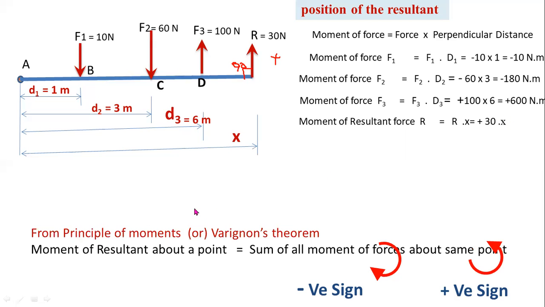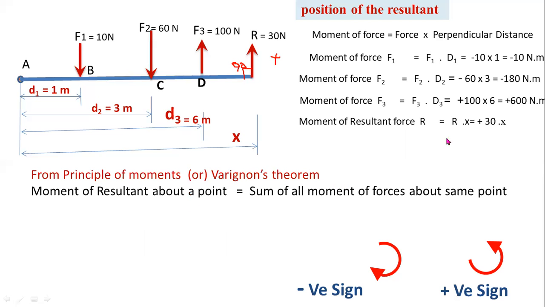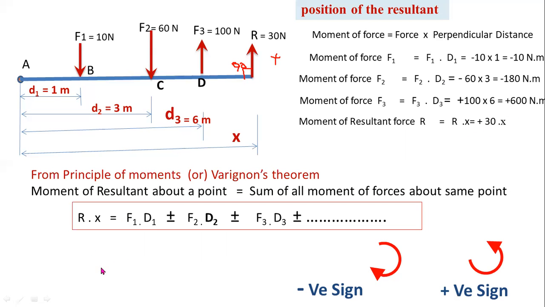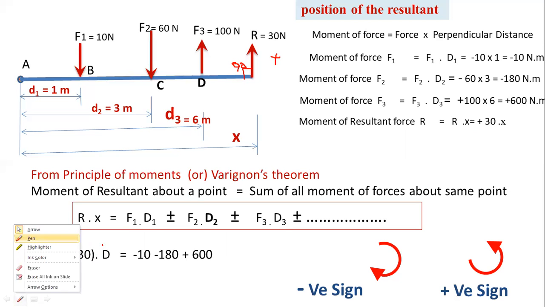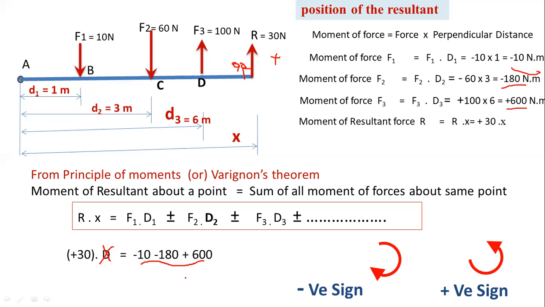From principle of moments or Varignon's theorem, the moment of resultant equal to sum of all moments of forces about same point. So here this is the moment of resultant, that is plus 30x. Plus 30 into x equal to minus 10 minus 80 plus 600. These three are the individual moment of forces. The sum of individual moment of forces equal to the moment of resultant.